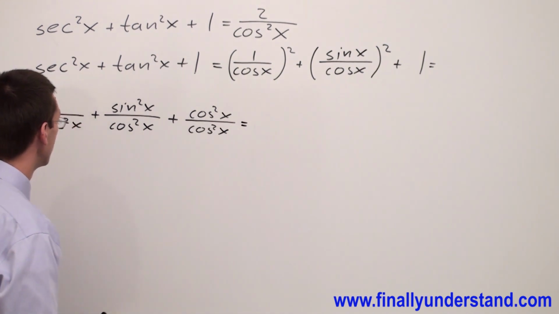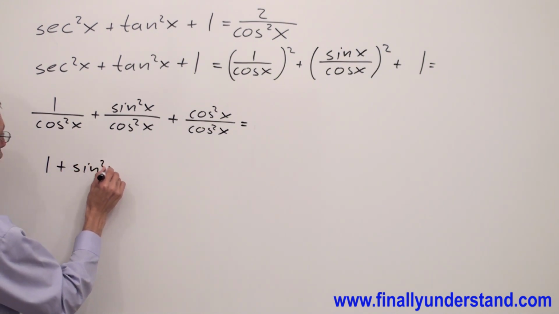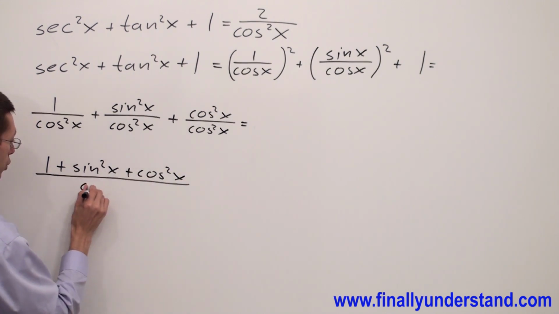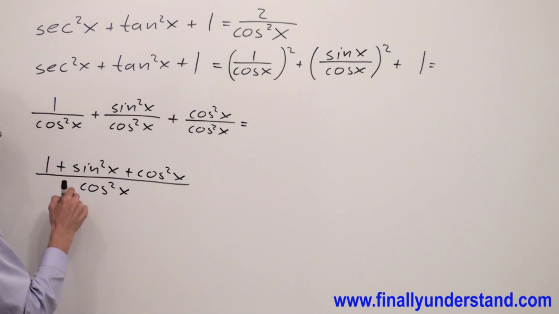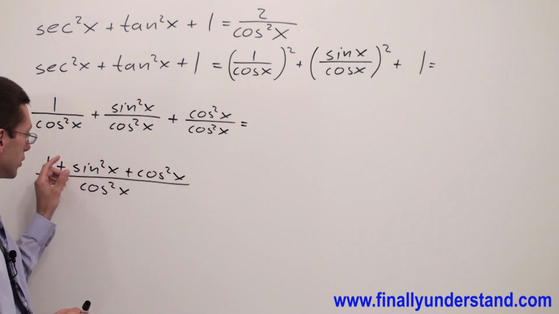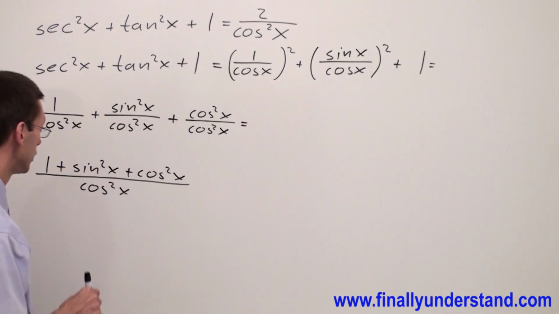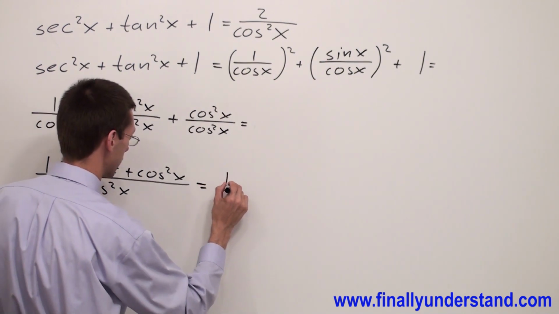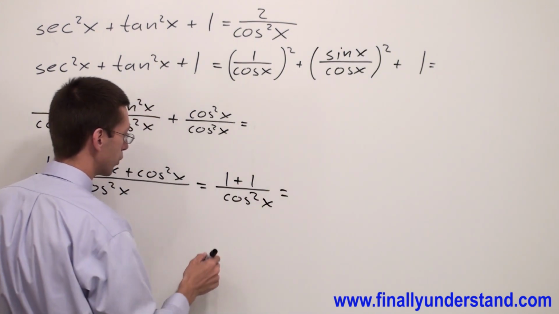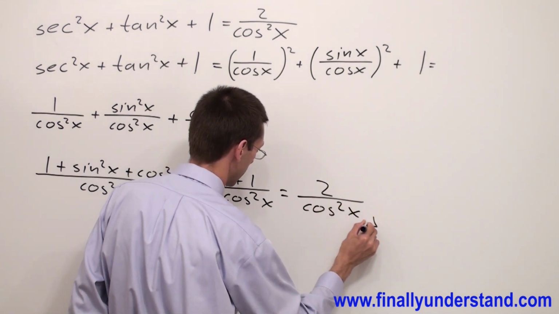Next, I'm supposed to perform addition. I have 1 plus sine square x plus cosine square x over the common denominator, which is cosine square x. Please notice that I have sine square x plus cosine square x. Sine square of an angle plus cosine square of the same angle is equal 1. So I can rewrite this as 1 plus 1 over cosine square x, where 1 plus 1 is equal 2. I have 2 over cosine square x.